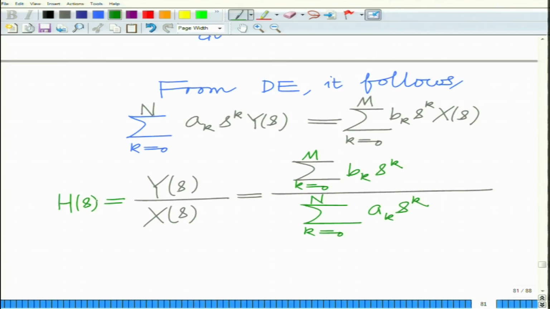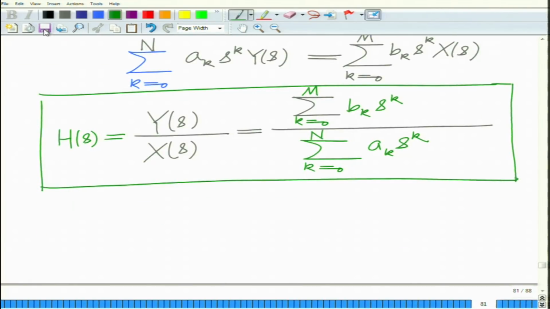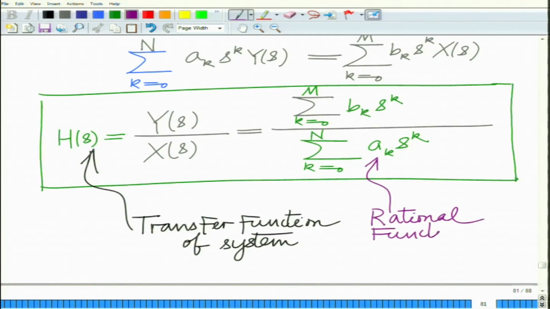In fact, we remember we said H(s) is defined as the Laplace transform of the output divided by the Laplace transform of the input. So, this is the transfer function of the system, and remember this is a rational function. You can clearly see that this is a rational function.